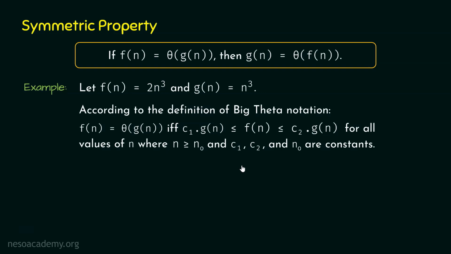So Gn is behaving as the upper and the lower bound of Fn. Now can we say this definition is true for these two functions as well? Fn is 2n cube and Gn is n cube. Can we say Fn is theta of Gn? Let's find out. Let's assume C1 and C2 are 1 and 3 respectively.